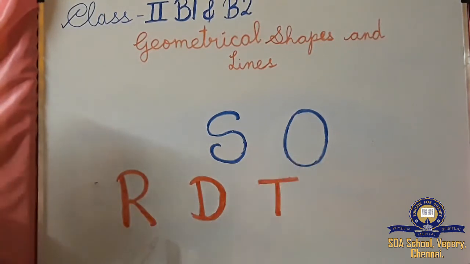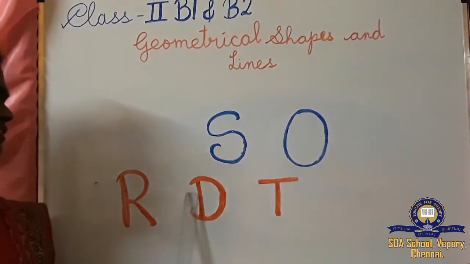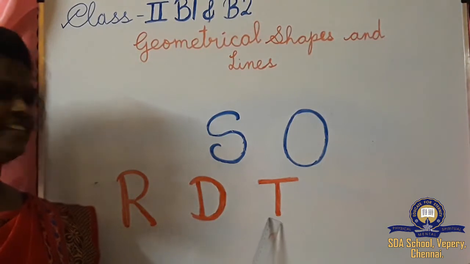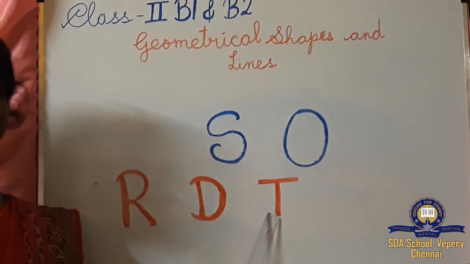Now look at the R. What lines are used here? Can you guess? Yes. Vertical line here. This side curved line. And here slanting line. Very good. Vertical, curved, slanting. Three lines are used here. And here, vertical, curved. And T. Tell me what lines are used here?